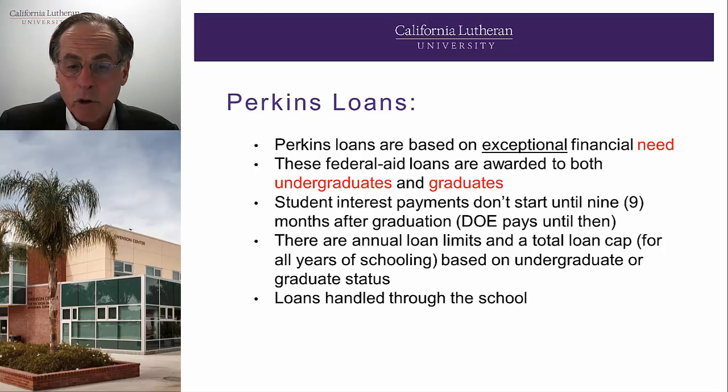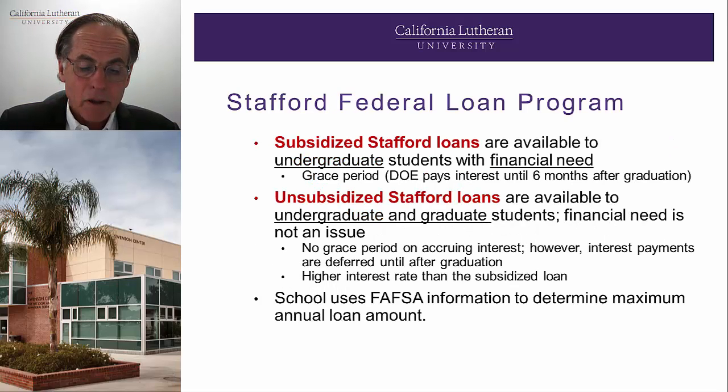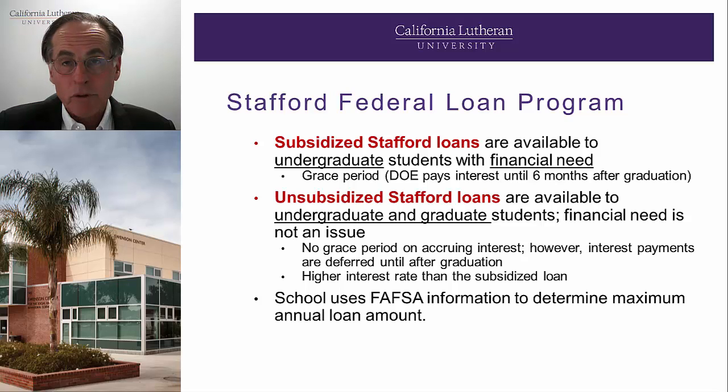There are annual loan limits and a total loan cap for all years of schooling, based on undergraduate or graduate status. The Perkins loans are managed through the school. The Stafford Federal Loan Program offers loans to both undergraduate and graduate students. The subsidized Stafford loan is available to undergraduate students with financial need. Repayment of this loan does not start until 6 months after graduation.